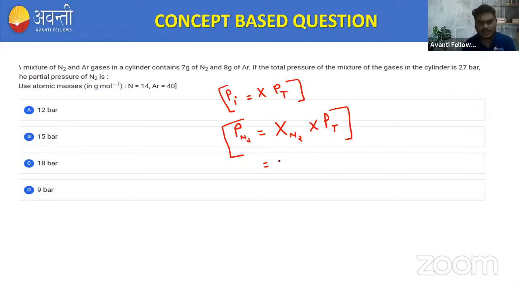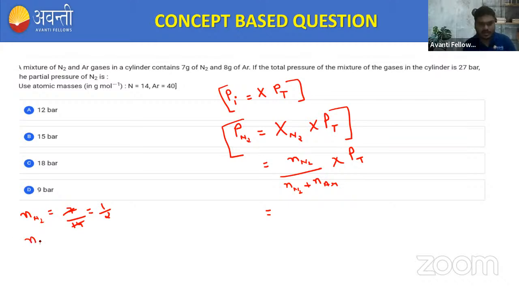Okay? So can you calculate the mole fraction of N2? Because here we have N2 and argon. So we know that the mole fraction of N2 is equal to the number of moles of N2 divided by the number of moles of N2 plus the number of moles of argon. Now, how will you calculate the number of moles of N2? The mass is given, 7 gram, and the molecular mass is 14. So this will come out to be 1/2.